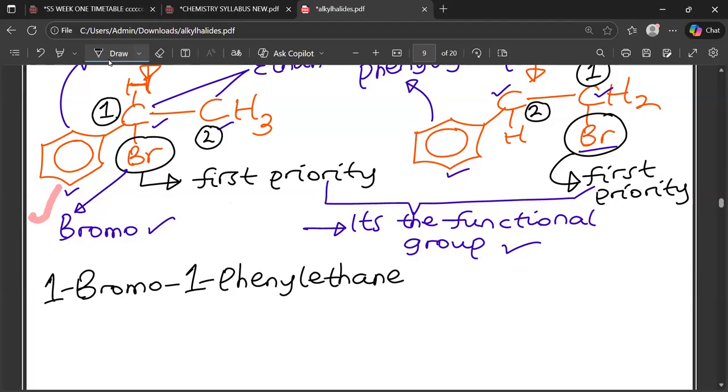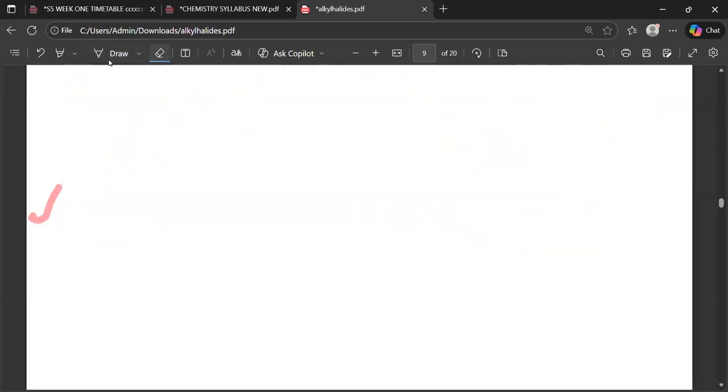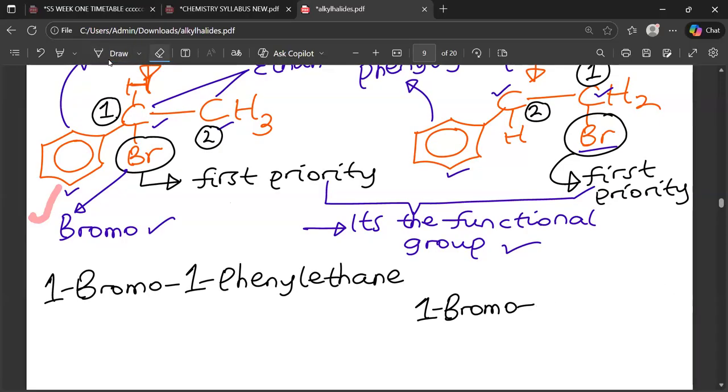Then I also come here and say this one will also be 1 bromo, but this time 2 phenyl. But in each case, the position of bromo is 1.